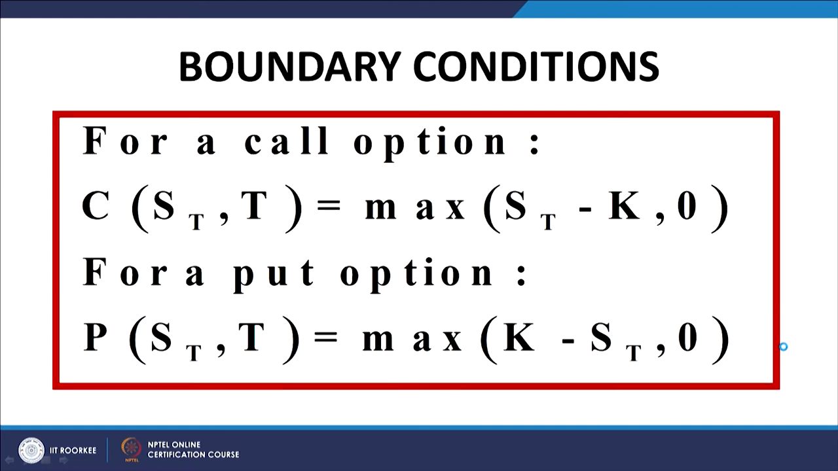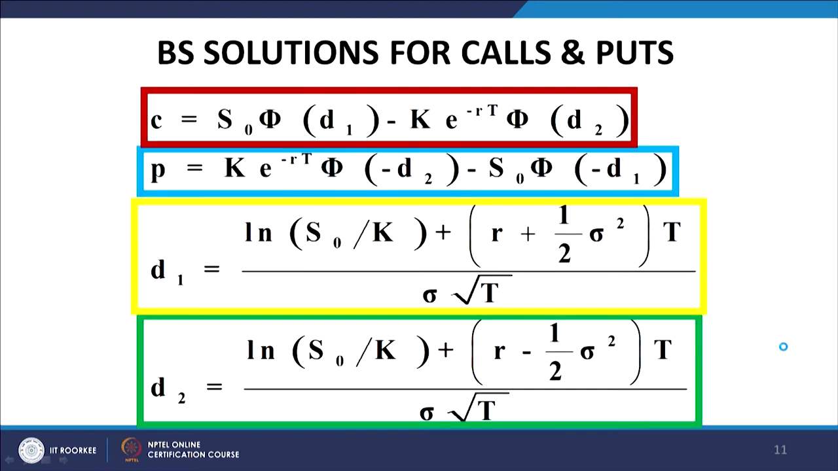in finance theory. The boundary conditions in the case of a call option, European call, are quite straightforward. C(S_T) must be equal to max(S_T minus K, 0), and for a put option it has to be the other way around, P(S_T, K) is equal to max(K minus S_T, 0). These are the boundary conditions, and the Black-Scholes solutions for calls and puts take the form C is equal to S_0, and this is the value at t equal to 0, that is today, C is equal to S_0 Φ(d1) minus K e^(-rT) Φ(d2), and correspondingly they have a value of the put, where d1 is given by this expression in the yellow box and d2 is given by this expression in the green box. And these are solutions of the Black-Scholes equations.